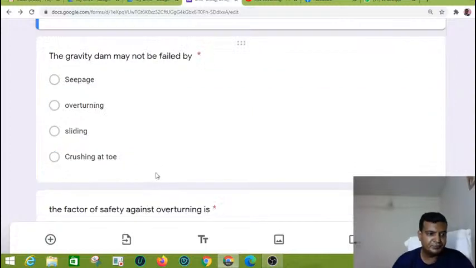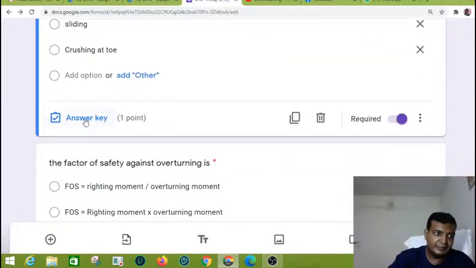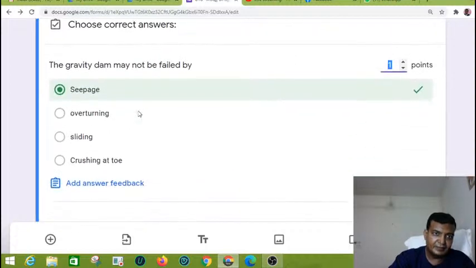Next objective, the gravity dam may not be failed by seepage, overturning, sliding, crushing. We have never heard that any gravity dam got failed due to seepage. So "not" is the important word we have to keep in our mind. So the answer is A for this case. You can see. I request all the remaining students to put up your opinion in the chat box.